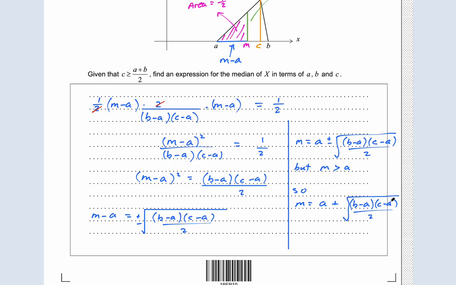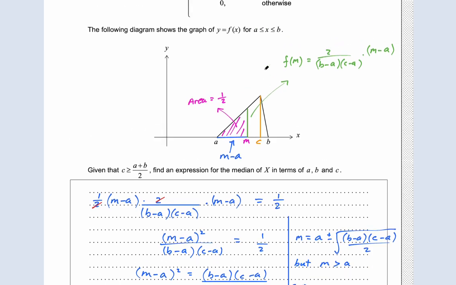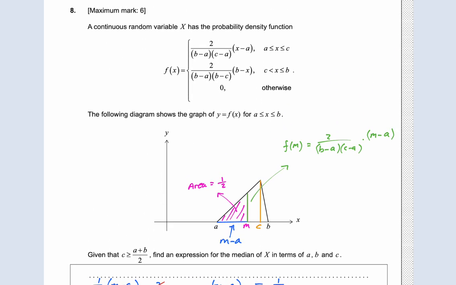So as I said, guys, once you break it up into just the area of a triangle, I think it's not that hard a question. If you use integration, which you can, yes, it is a much harder question. Okay, that's it, guys. That is 8.